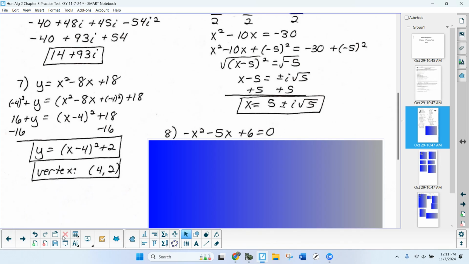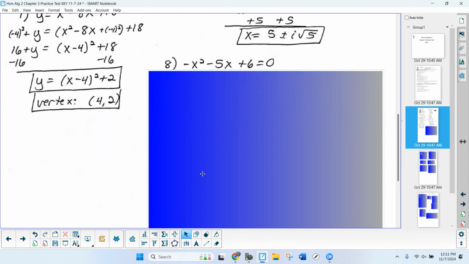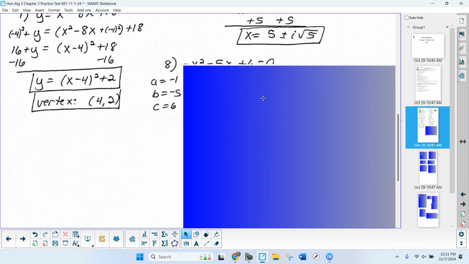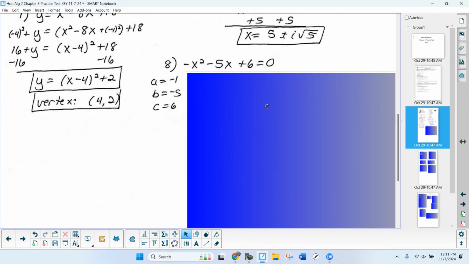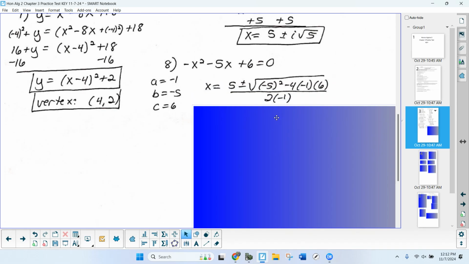Okay. All right. Let me see what she has here. Jordan has negative 6 and positive 1. That is correct. Talk me through, Jordan, what you did. Really, you're just going to find what A, B, and C are, and then plug that into the formula. It's a 49 all over negative 2.